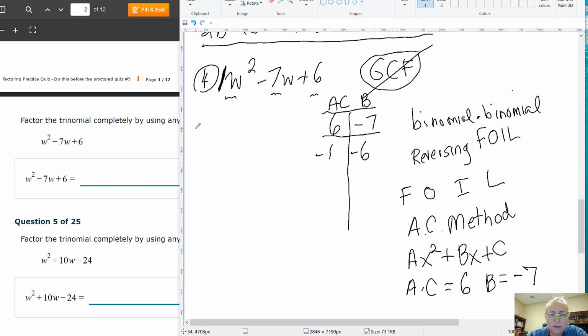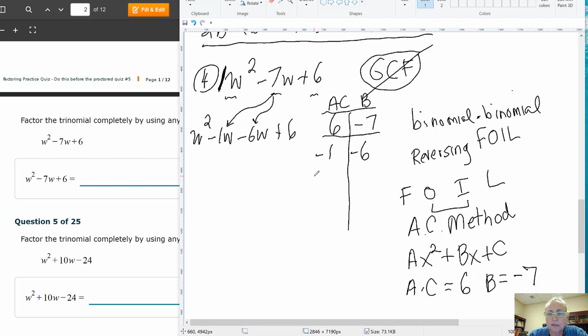Now what we do next is we split our middle term, right? We split our 7w into the O and the I of the FOIL rule. So it's going to be minus 1w minus 6w plus 6. So this 7 gets split into the factors of AC that will add to B, we found those to be -1 and -6.